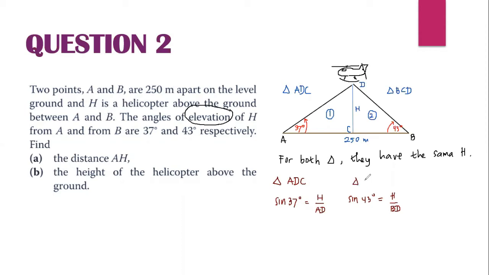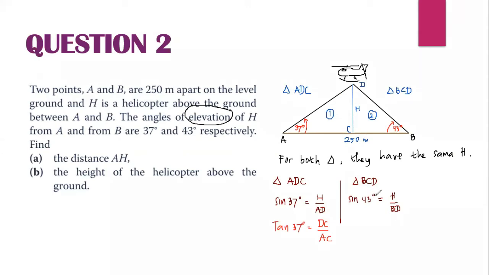This is the triangle BCD. Sorry, this one is triangle BCD. Okay, we have to separate this one. Now we're going to use tangent. So what about tangent? For the triangle ABC, tangent 37 degrees is BC over AC, right? Clear, everyone?